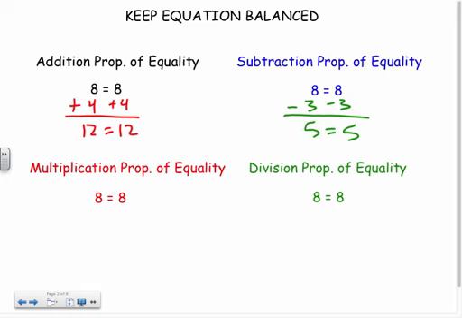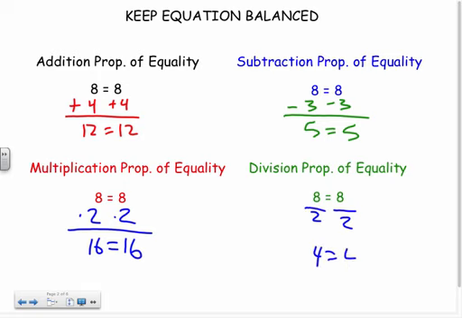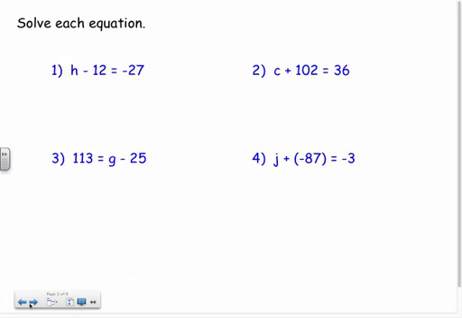Same thing works with multiplication and division. If I multiply by the same thing on both sides, I keep my equation balanced. And if I divide by the same thing on both sides, what we usually write is a fraction bar, right? Let's get rid of those division symbols. Fraction bar, well, 4 equals 4, so it stays balanced, correct? So what do we do to one side? Got to do it to the other to stay balanced.